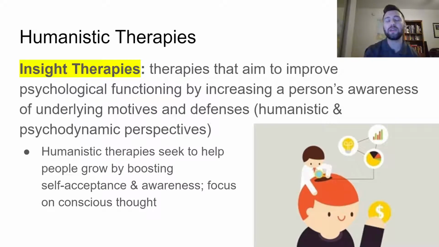So we're looking at these underlying or unconscious motives and defenses that we have. The humanistic aspect, right, is kind of looking at boosting this focus on our thought, right? Boosting and focusing on understanding ourselves and then aiming to improve, aiming to grow. And you can kind of see that in that last bullet point, right? Humanistic therapies seek to help people grow by boosting self-acceptance and awareness. Focus on conscious thought, okay? Psychoanalytic or dynamic are going to focus a little more on unconscious. Humanistic will focus more on the conscious part of things.